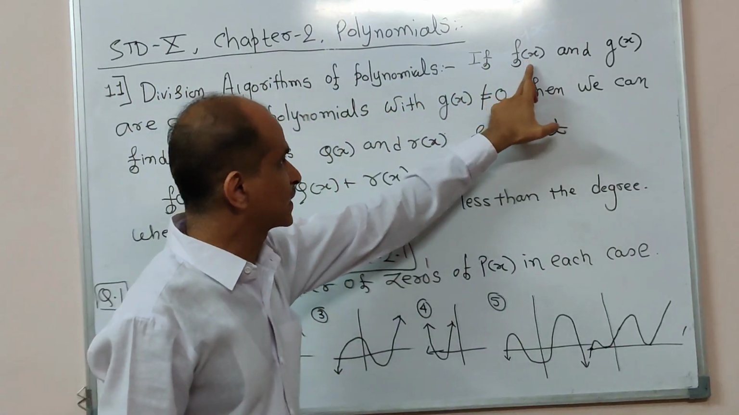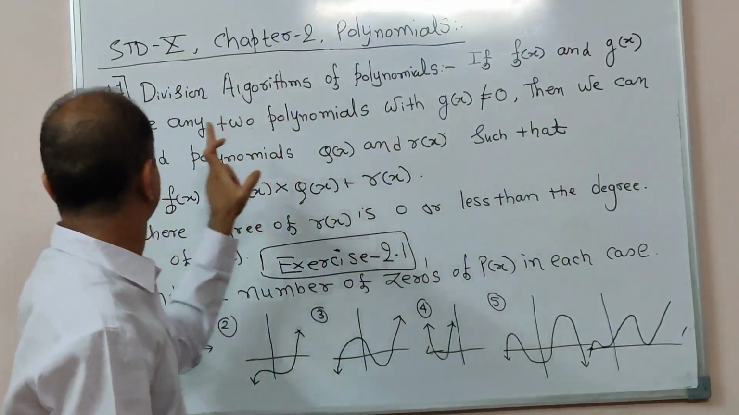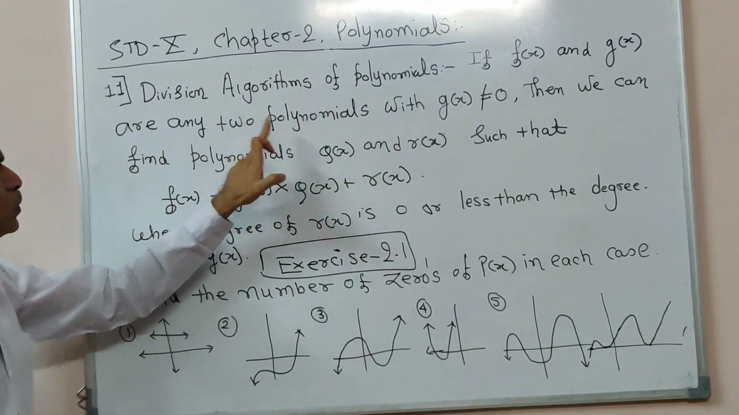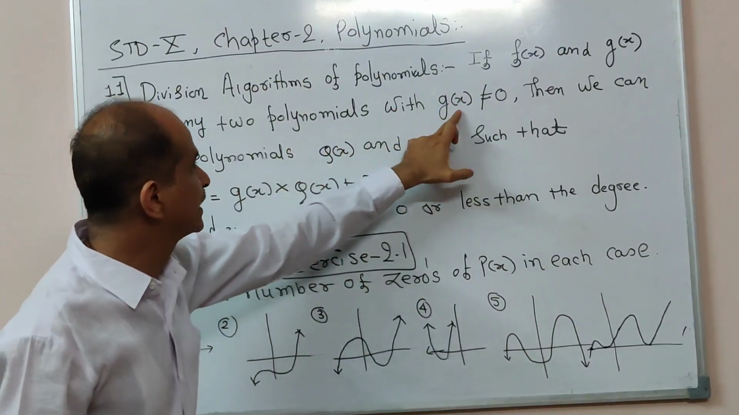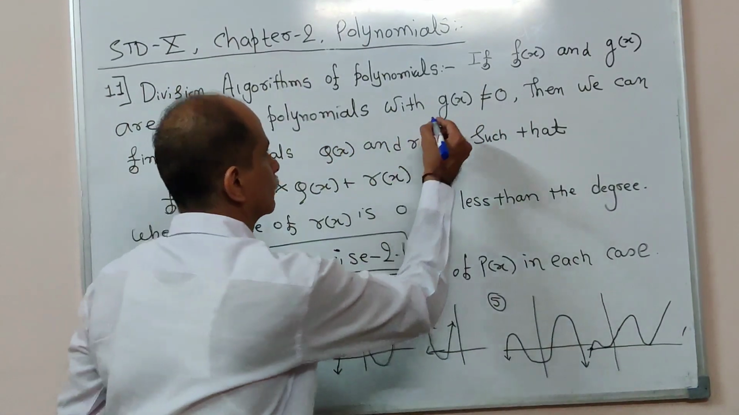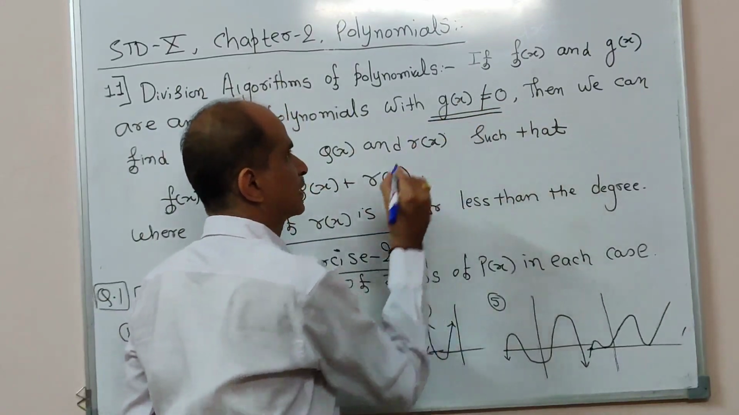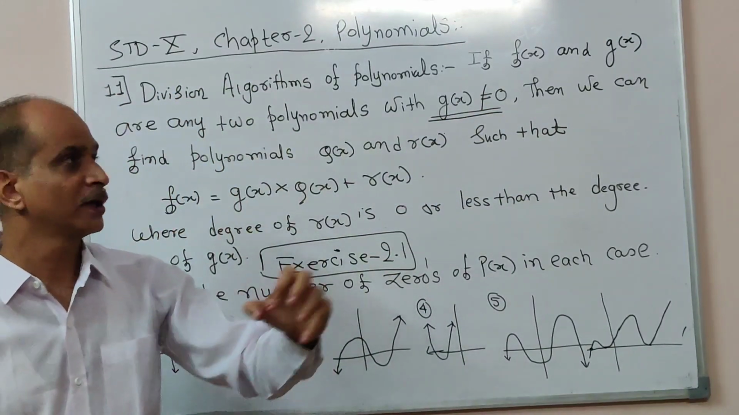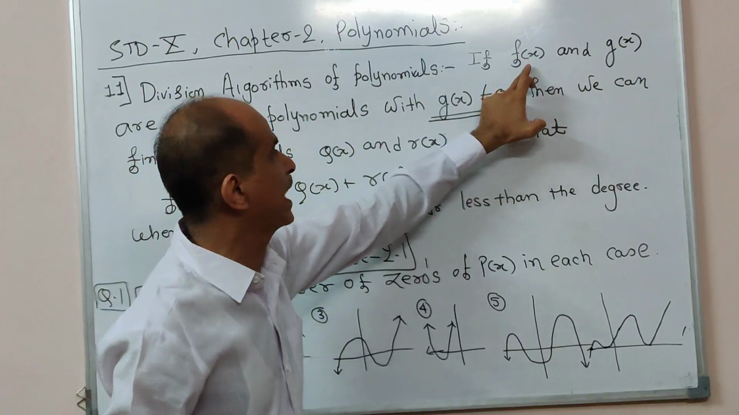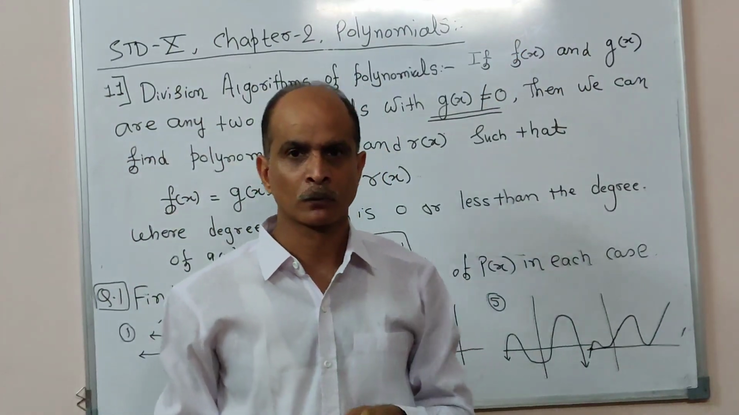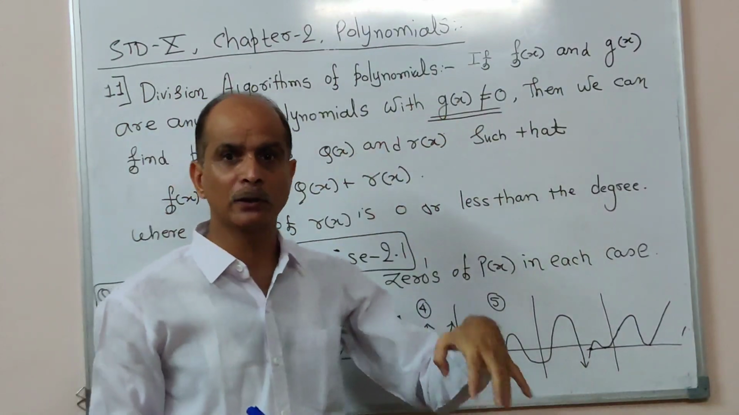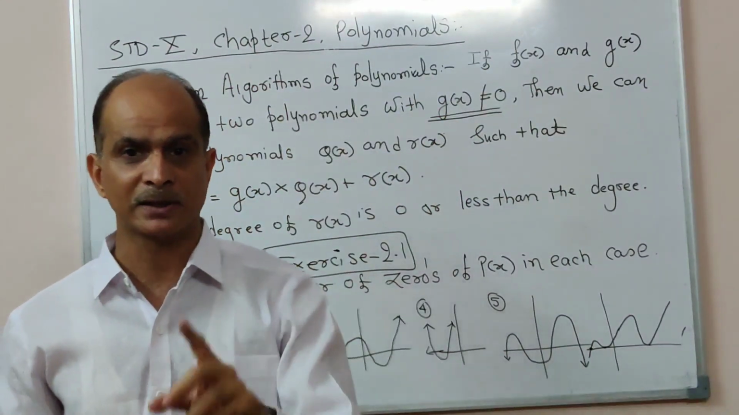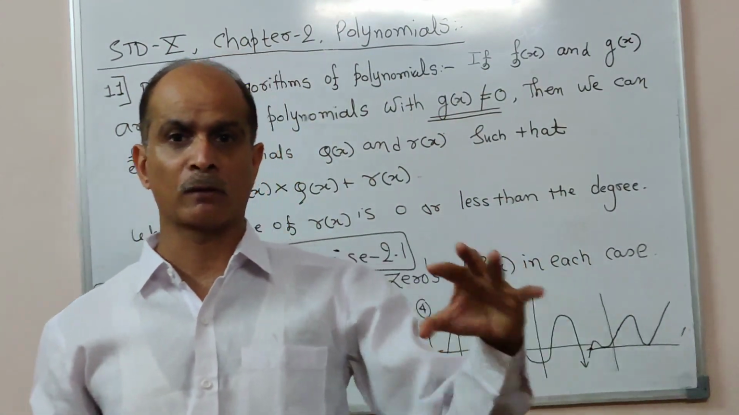If f(x) and g(x) are any two polynomials with g(x) not equal to 0. The important condition, g(x) is not equal to 0, because you are dividing f(x) by g(x), so the denominator should not be 0. And that's why here you have to write one condition, and that is g(x) is not equal to 0.